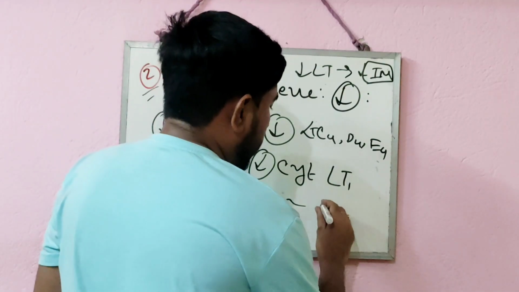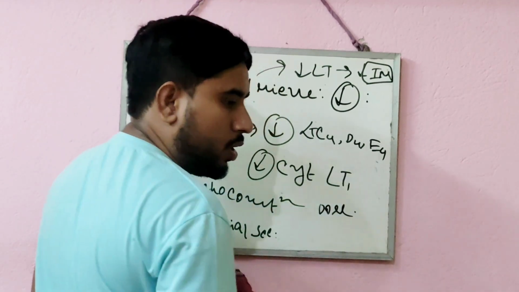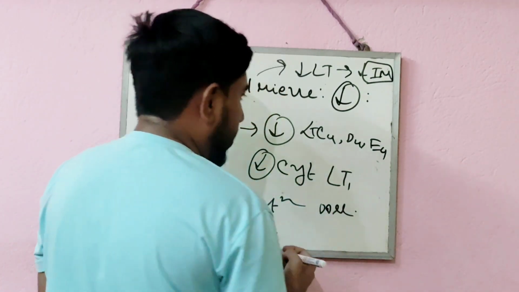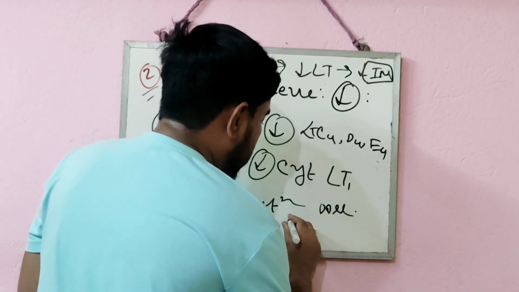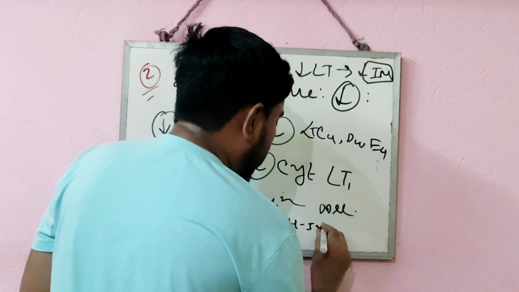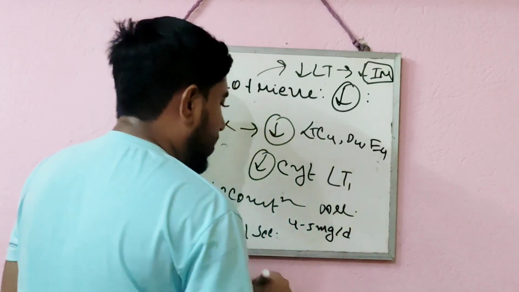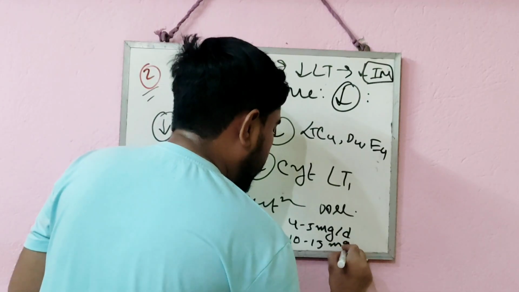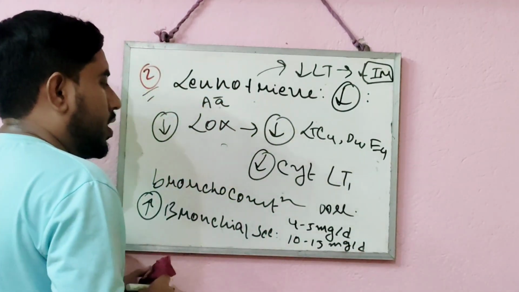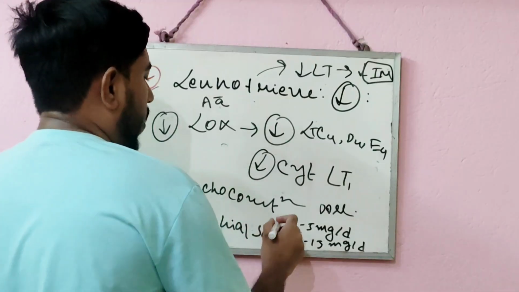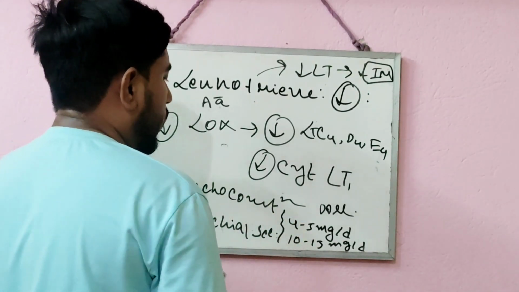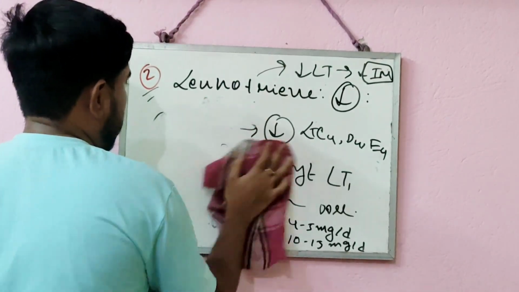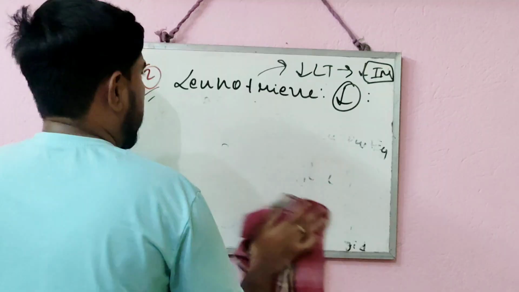Now we have to talk about the dose. The dose depends upon who is taking the drug. In case of a child it is different, in case of an adult it is different. For a child we have to take 4 to 5 mg per day, but for an adult we have to take 10 to 15 mg per day. So depending upon the age of the patient, you have to decide the amount of drug.